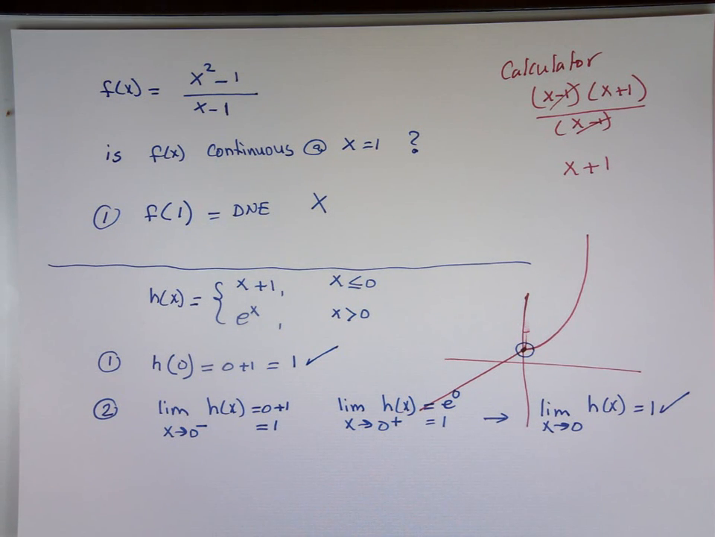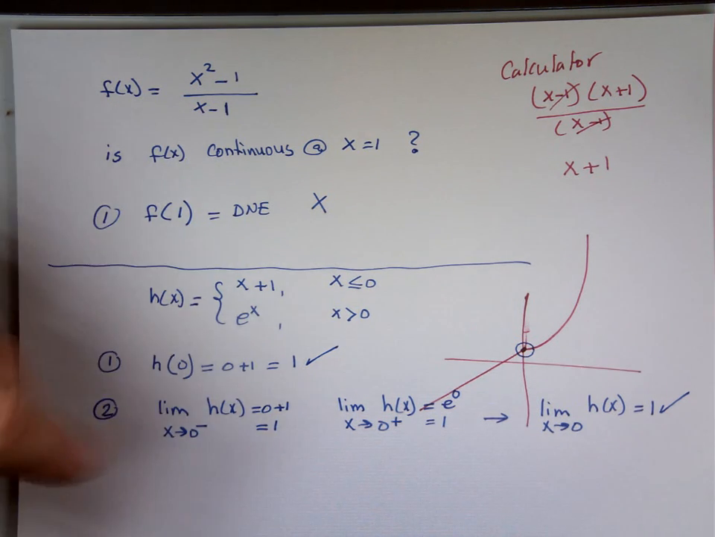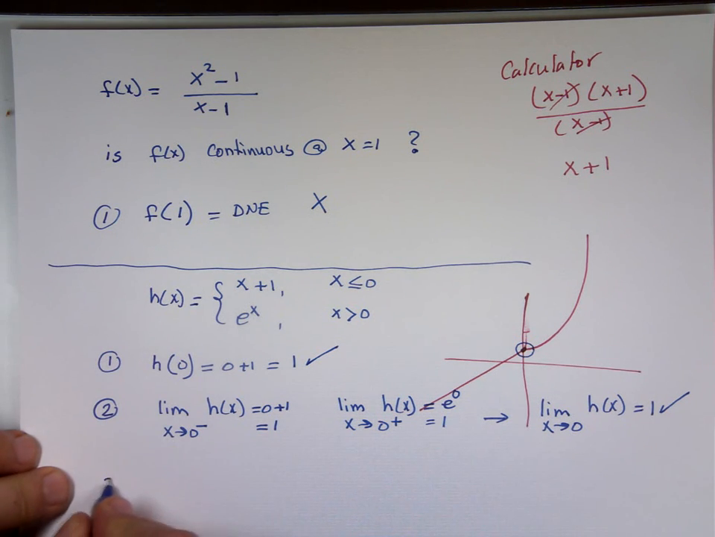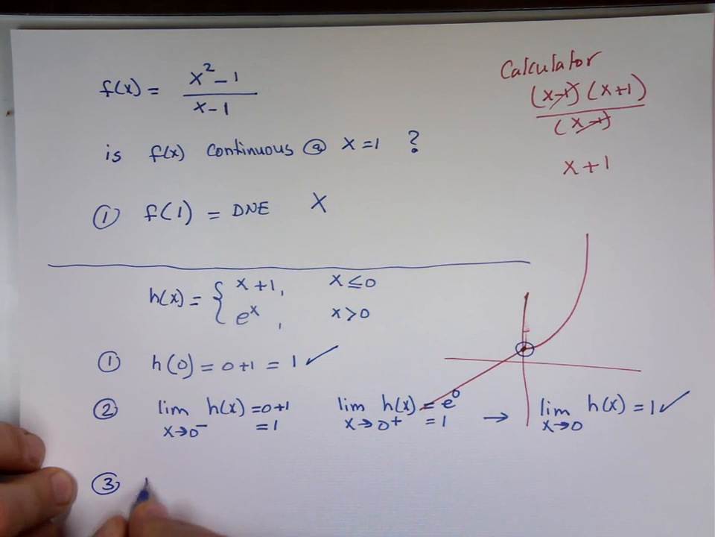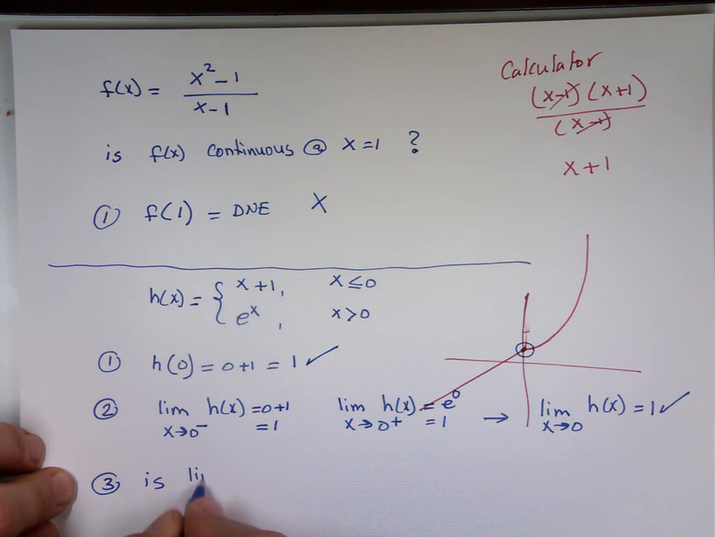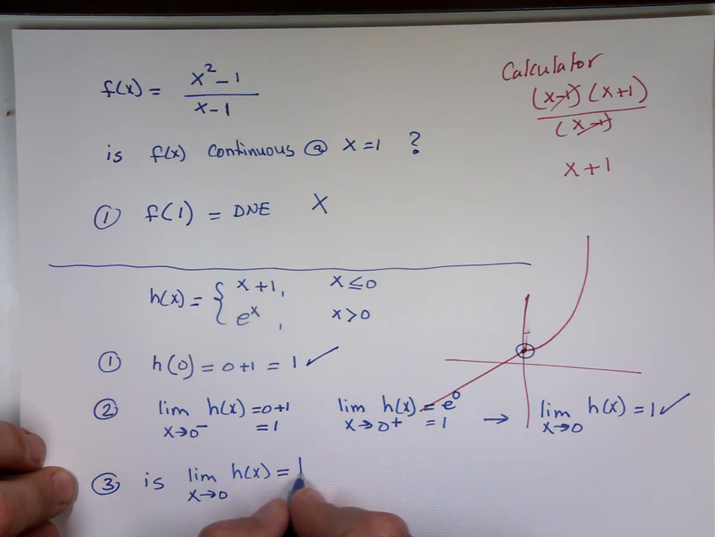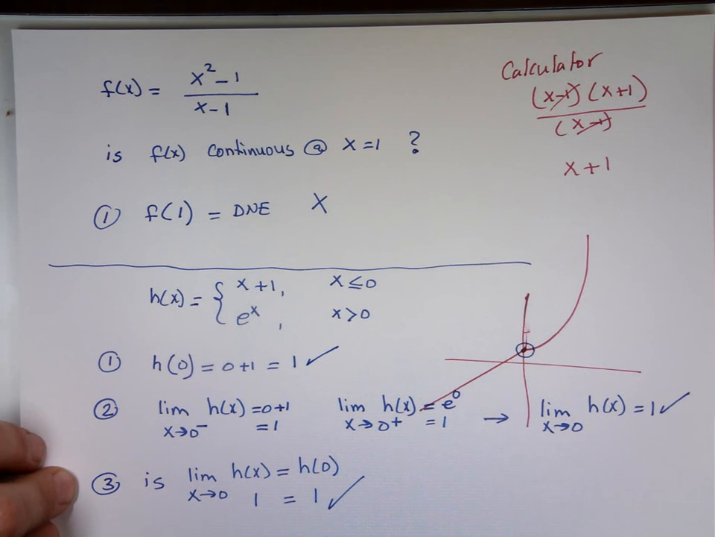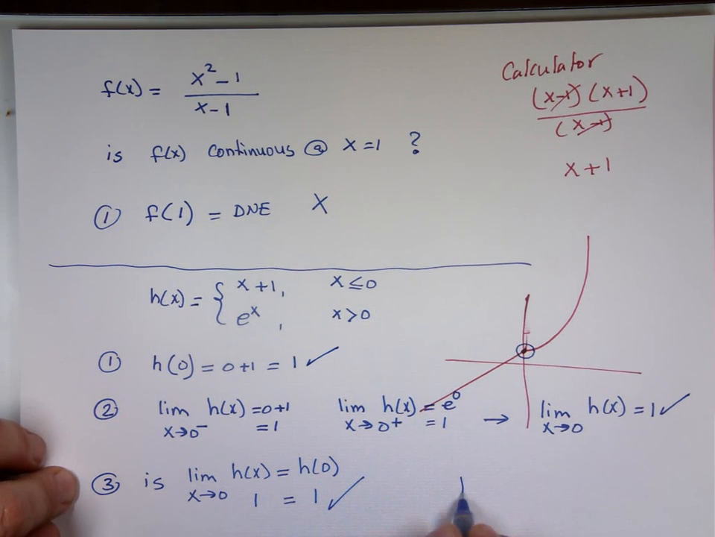What's step number 3? Are the two answers equal to each other? Is the limit of h of x as x approaches 0 equal to h of 0? Well, the answer to this is 1. The answer to this is 1. The answer is yes. So h of x is continuous at 0.